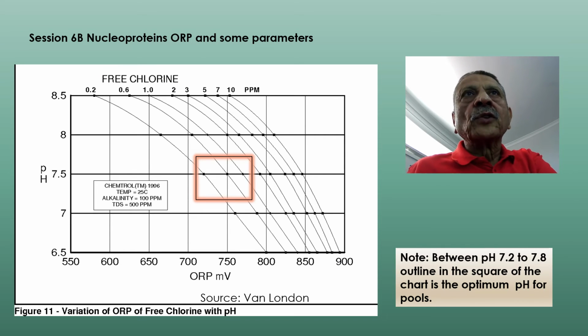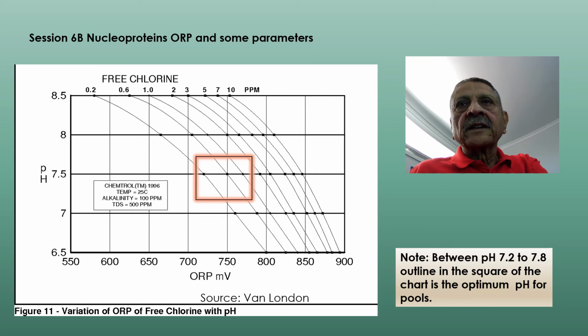This graph shows a relationship between free chlorine, the pH, and the ORP. And you know that for our practical purposes in swimming pools, we need to have free chlorine rather than the inactive chlorine, or the OCl, and the ORP preferably between 700 and 770, and the pH between 7.2 and 7.8.